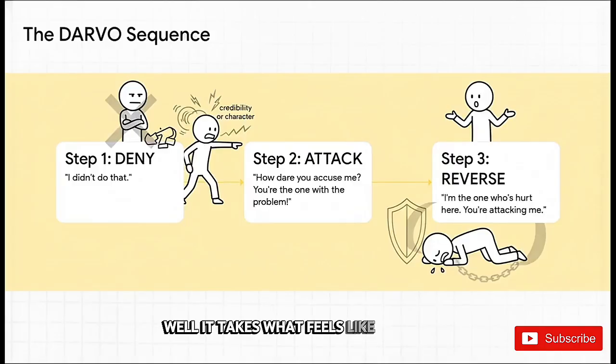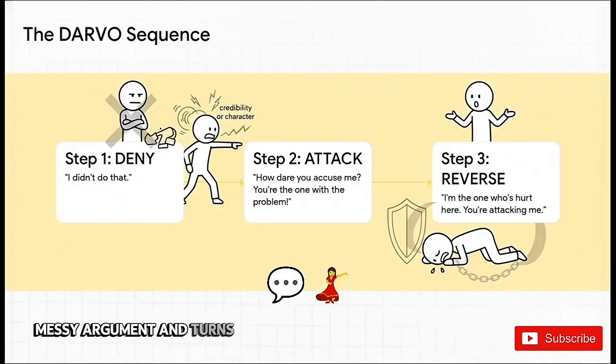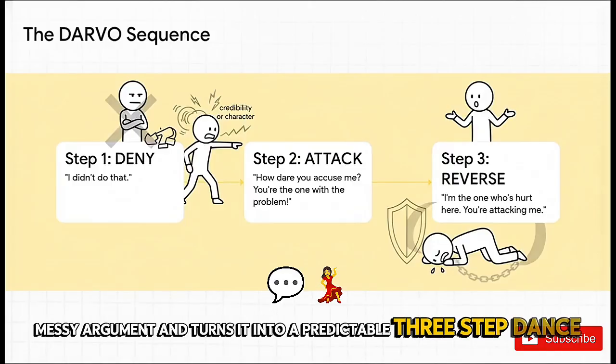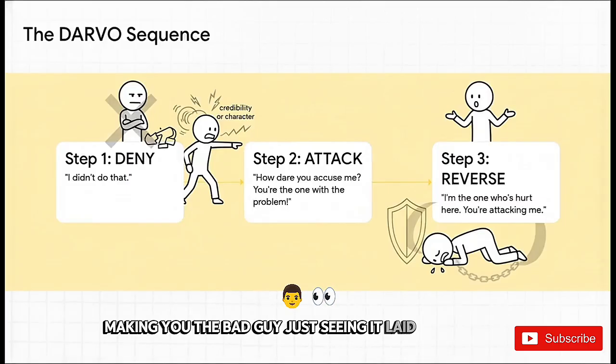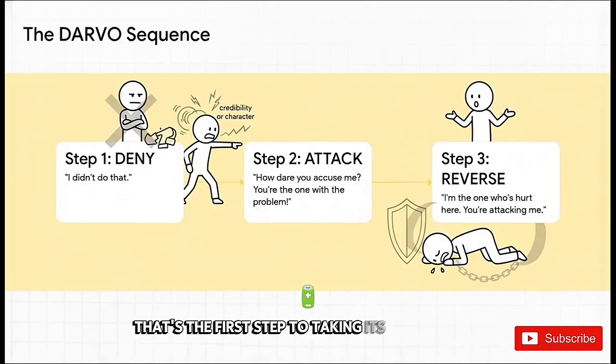Well, it takes what feels like a chaotic, messy argument and turns it into a predictable three-step dance. First, you get the flat-out denial. I didn't do it. Then comes the attack, right? They go after you, your character. And for the grand finale, the masterstroke, they flip the script and become the victim, making you the bad guy. Just seeing it laid out like this, that's the first step to taking its power away.